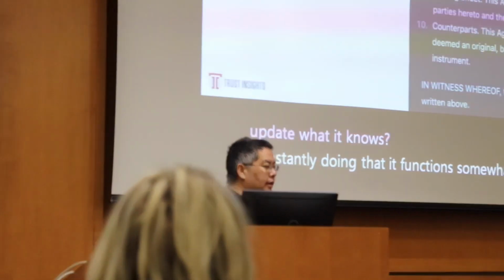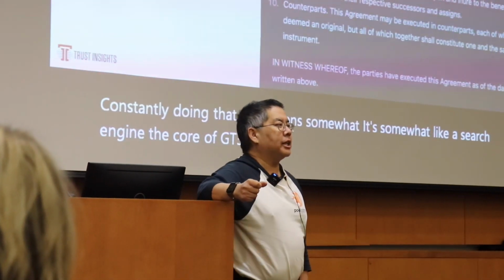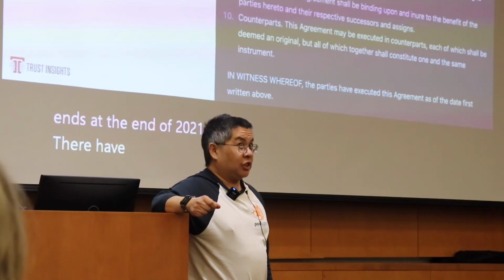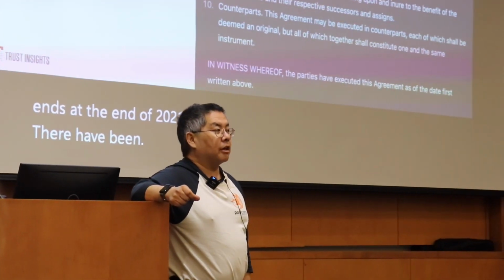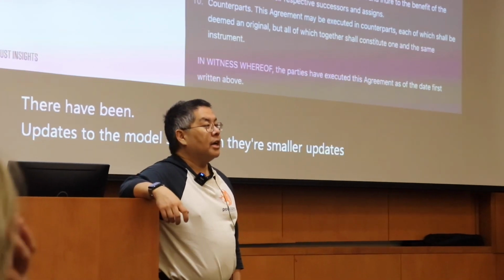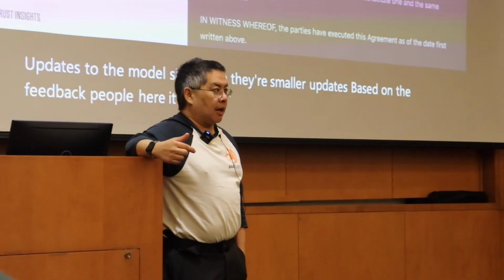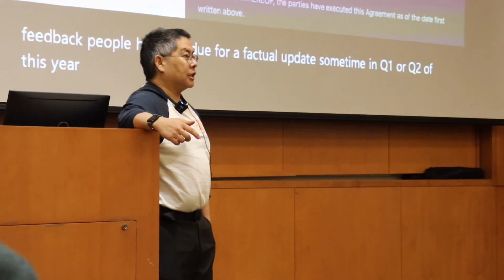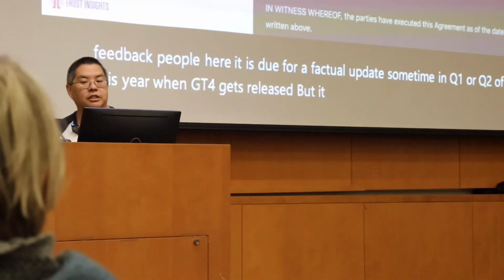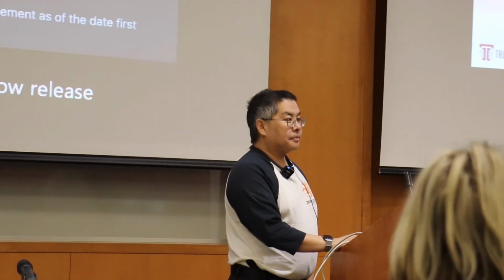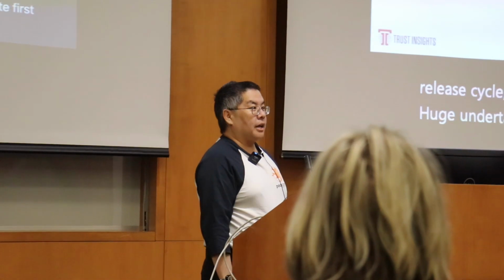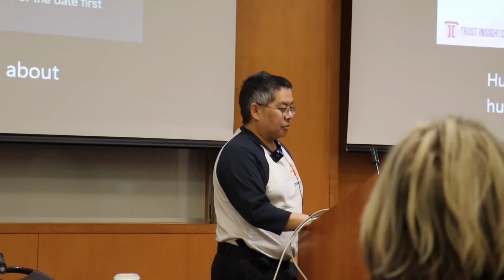The core of GPT-3.5 Turbo is a knowledge base that ends at the end of 2021. There have been 7 updates to the model since then. They're smaller updates based on the feedback people give. It is due for a factual update sometime in Q1 or Q2 of this year when GPT-4 gets released. But it is a fairly slow release cycle, so it's about a year out of date. But it must be a huge undertaking to make that update. Absolutely, you're talking about hundreds of millions of pages of great text.